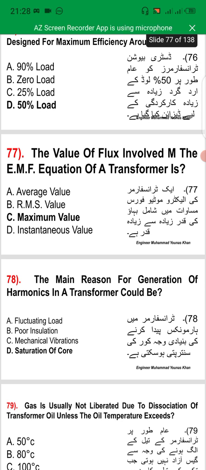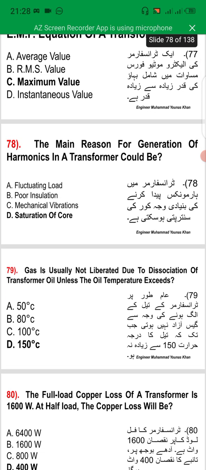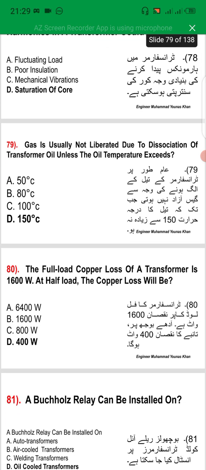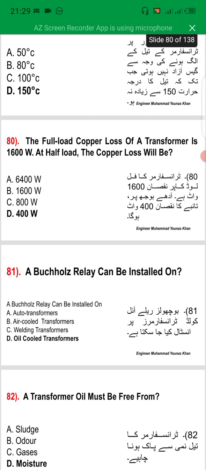The value of flux involved in the EMF equation of a transformer is the maximum value. The main reason for generation of harmonics in a transformer could be saturation of core. Gas is usually not liberated due to dissociation of transformer oil unless the oil temperature exceeds 150 degrees centigrade. The full load copper loss of a transformer is 1600 watt. At half load, the copper loss will be 400 watt.